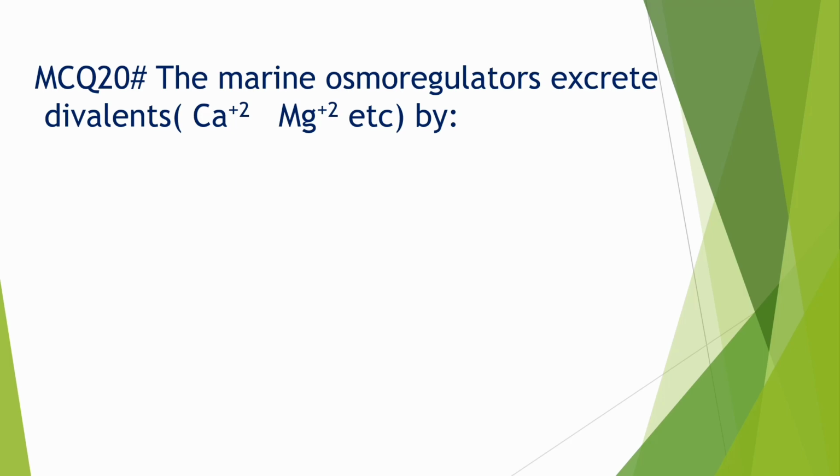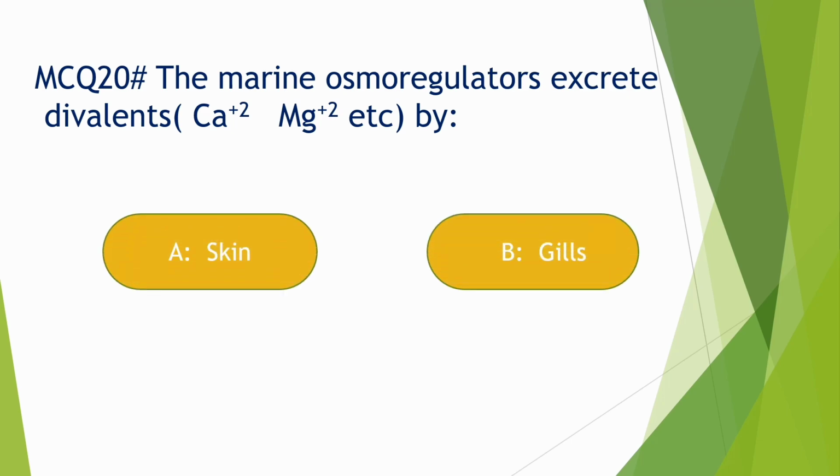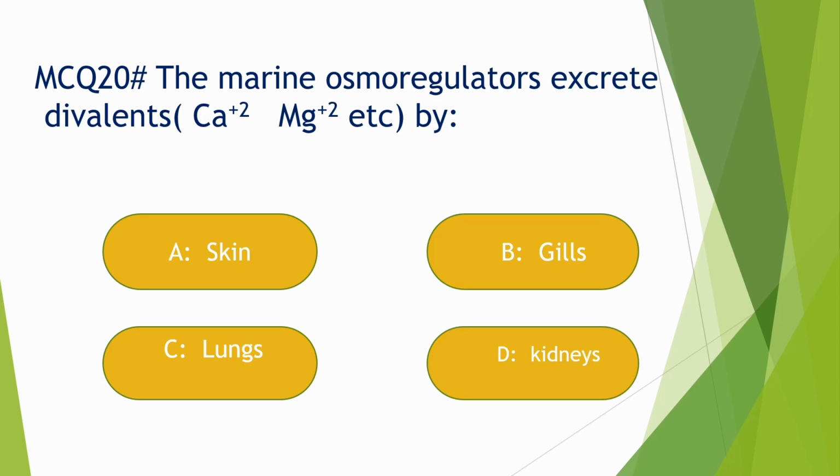The marine osmoregulators excrete divalents, calcium, magnesium, etc. by A, skin. B, gills. C, lungs. D, kidneys. Correct option is D, kidneys.